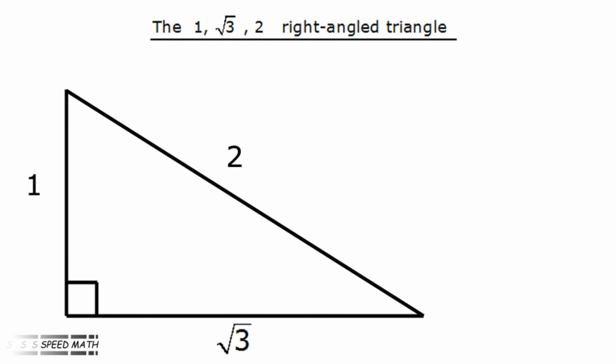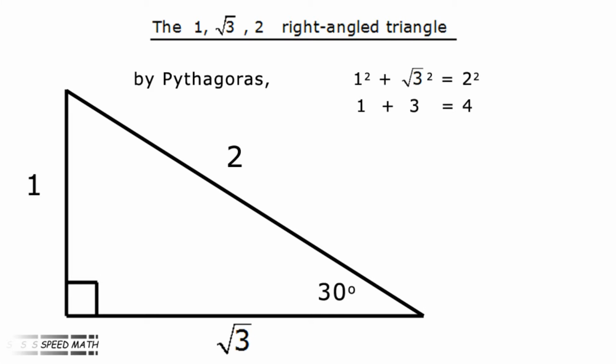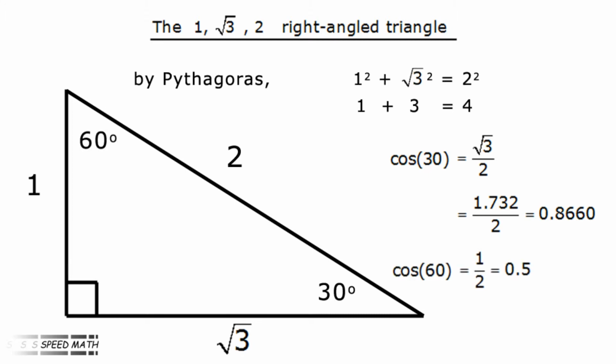Let's look at the 30 degree and 60 degree angles first. These angles reside in a special right angle triangle with sides 1, root 3 and 2. You can see by using Pythagoras how the numbers work. 1 squared plus root 3 squared equals 2 squared. In other words, 1 plus 3 equals 4. Now to the angles. Cosine 30 degrees equals root 3 over 2, which is 1.732 over 2, or 0.8660. Cosine 60 degrees equals 1 divided by 2, which gives half, or 0.5.